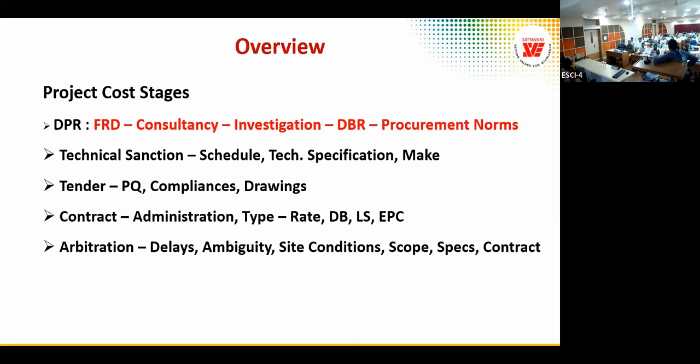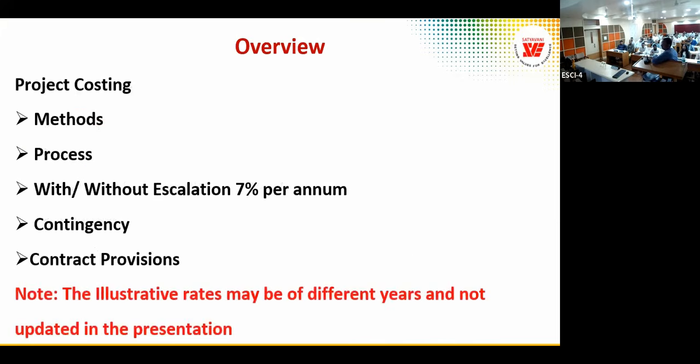itself. Vague contract conditions. Actually, I have come across certain contract conditions which are not legally valid, though he would have signed. So he will utilize the contract, knowingly sign that contract, and he will go for arbitration based on those clauses. So now project costing, I am getting into costing methods, process, and with or without escalation.